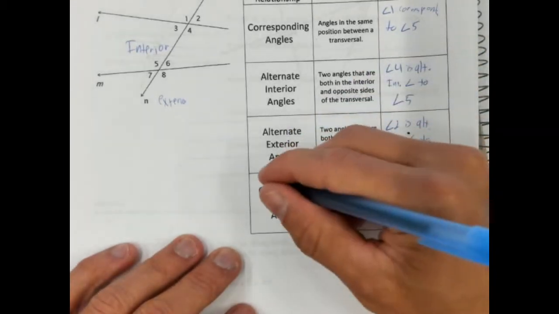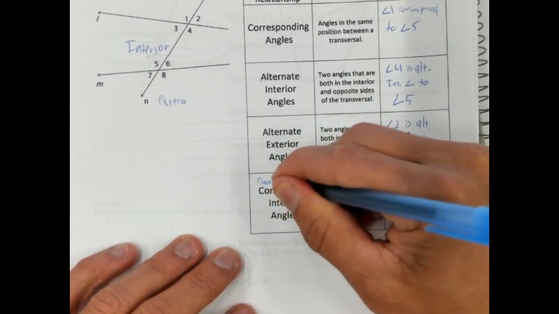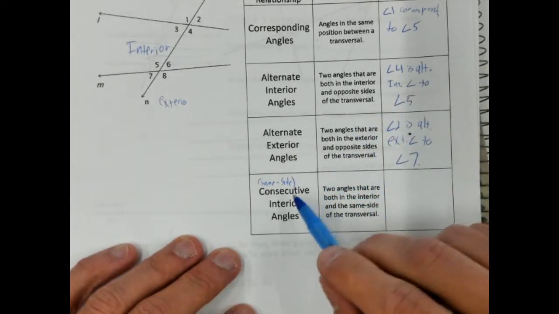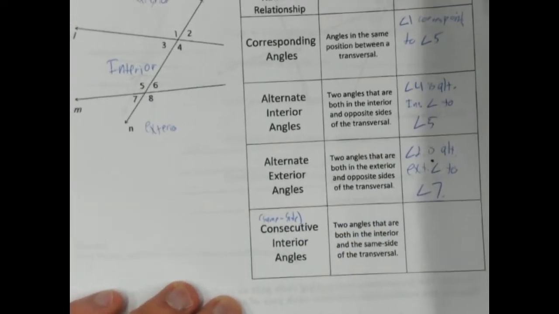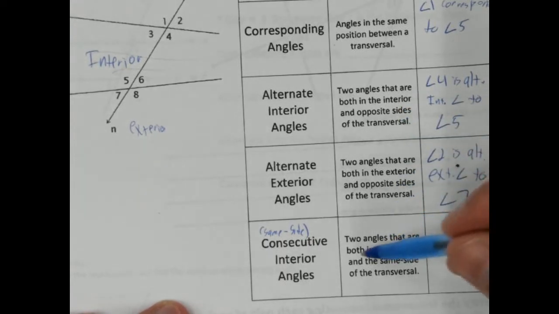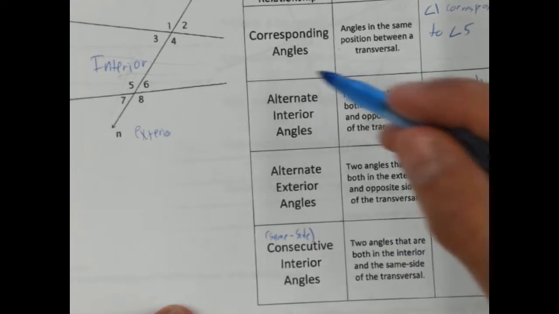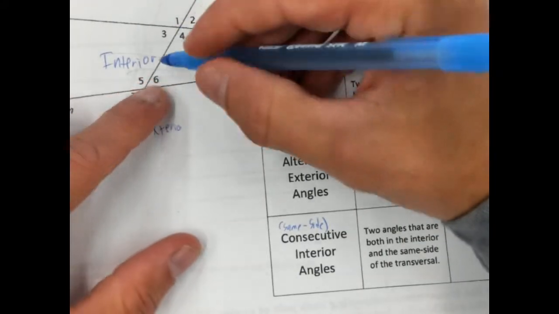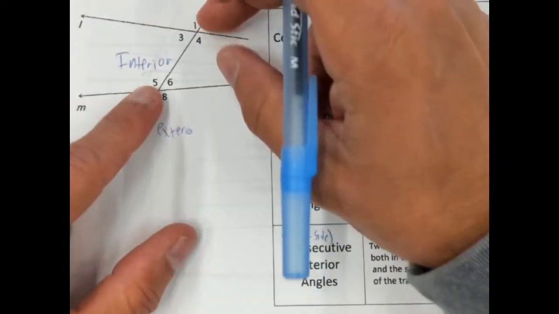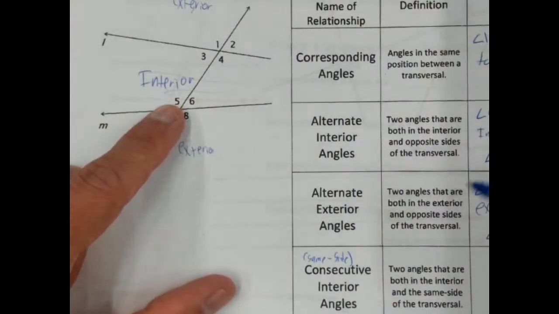Okay, consecutive interior, also known as same side. You'll see both terms used. So let me zoom in a little more. Same side or consecutive interior angles are two angles that are both in the interior and on the same side of the transversal. So here, angles 6 and 4, and then angles 5 and 3, because they're on the same side of the transversal while also being interior angles.